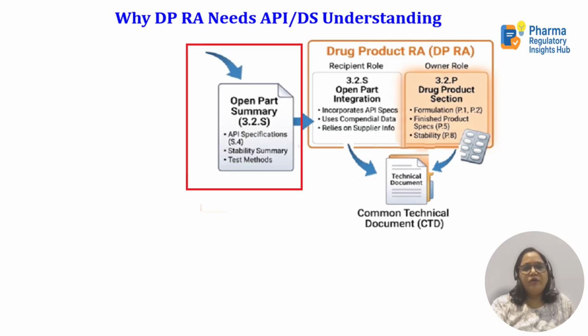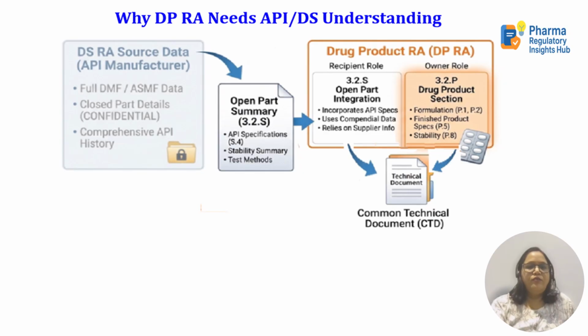Now look here, focus on the red box. This is the open part of the 3.2.S. And as a DP RA professional, you don't get the full API data from the API manufacturer or the drug substance RA team. The API manufacturer has a lot more information, like full manufacturing details, development history and confidential know-how. And that information is not shared with you. Only selected relevant information is shared with you. And this is the information you rely on to justify your drug product.